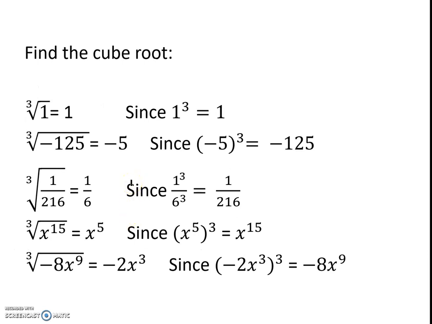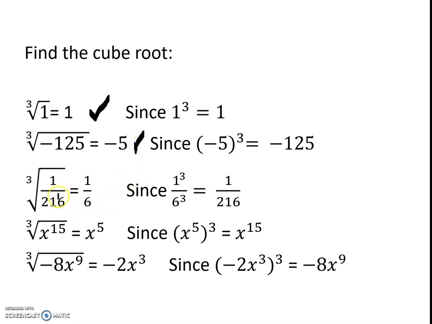Finding the cube root, well, 1 times 1 times 1 is still 1, so the cube root of 1 is 1. Now we have the cube root of -125, and we know -5 cubed is -125, so our answer is -5.